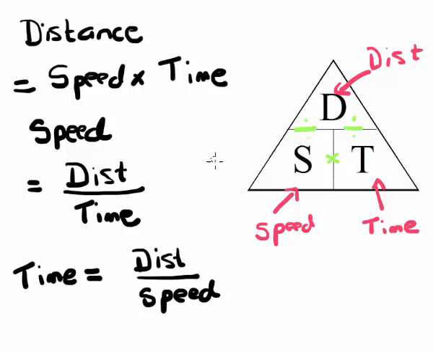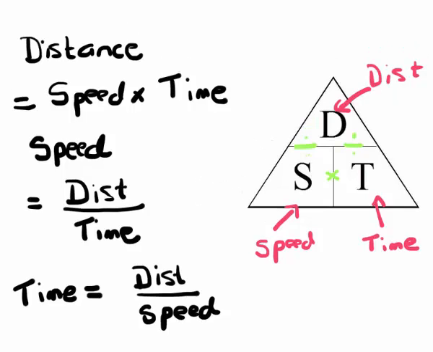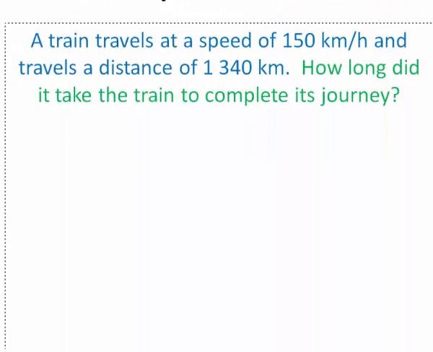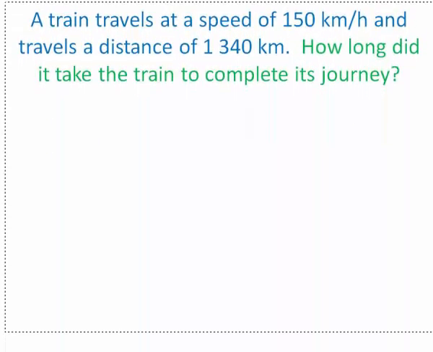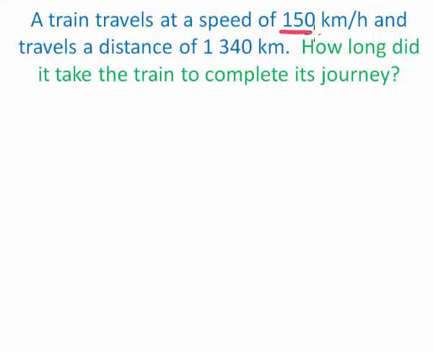Okay, now let's put this into practice and let's have a look at some examples. Let's look at our first example. We have a train and it's traveling at a speed of 150 kilometers per hour. That's the important thing there. Let's take note of that. And it travels a distance of 1,340 kilometers. How long did it take the train to complete its journey?